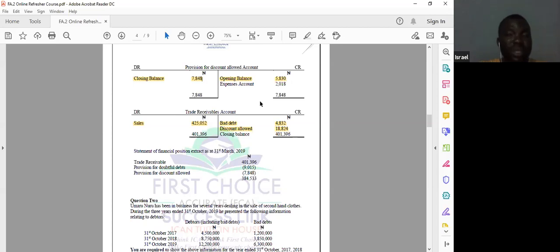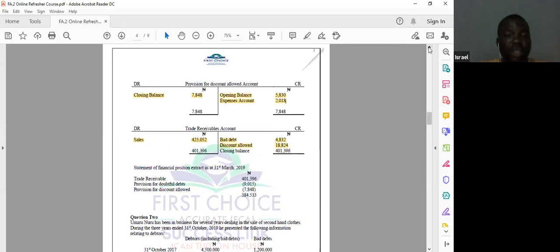You see provision for discount allowed account. That's what you see. So we have that to be an expense account. So we look at the difference. Now the difference is 7,880 minus 5,830, and that will give us 2,018. And this is what we affect, or we eat, our profit or loss account.